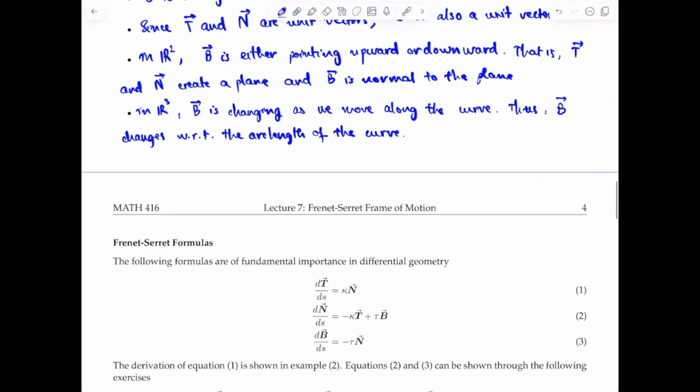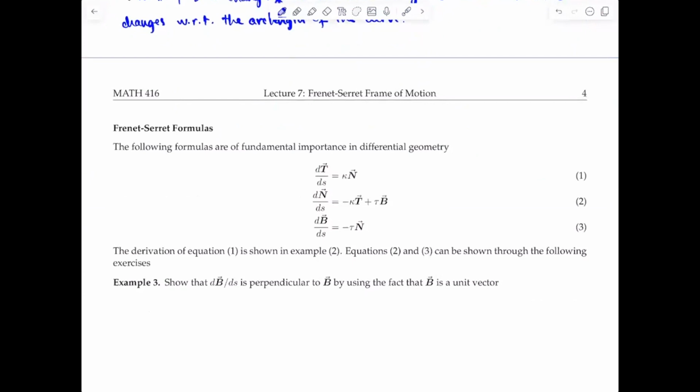Okay. And we can track all of this movement through these formulations. This is called the Frenet-Serret formulas. This is kind of the fundamental importance of a branch in mathematics called differential geometry.